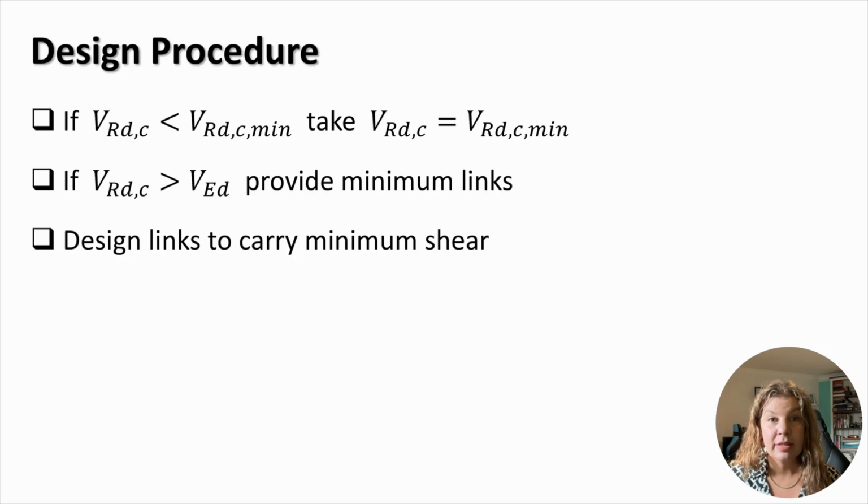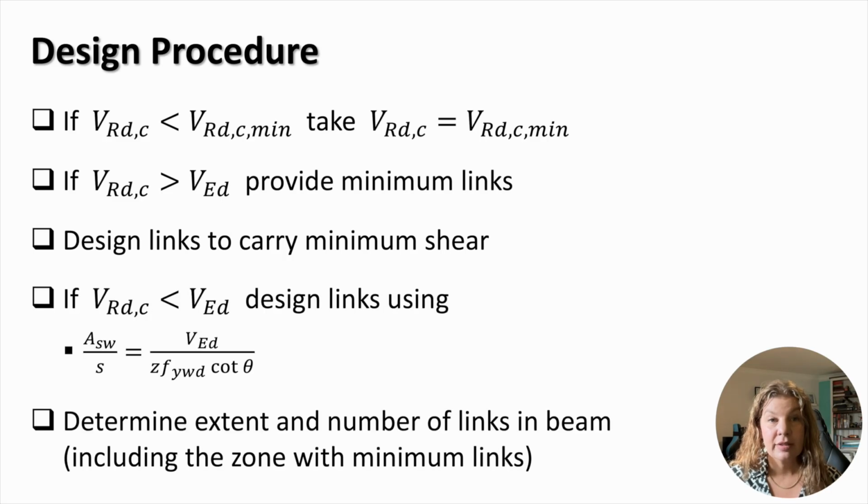If VRDC is larger than the applied shear force VED, only minimum shear reinforcement is required. The links required to carry minimum shear are designed. If VRDC is smaller than the applied shear load VED, it is assumed that the entire shear force is carried by shear reinforcement, which is designed based on the ratio between the area and the spacing of one link. The extent and number of links are determined, and this design includes the zone with minimum links.